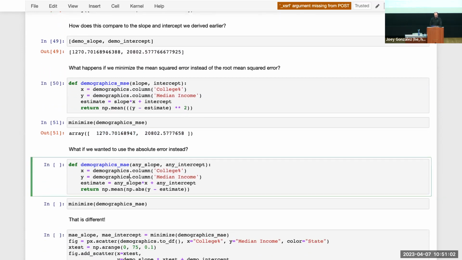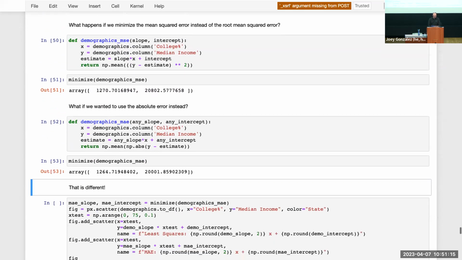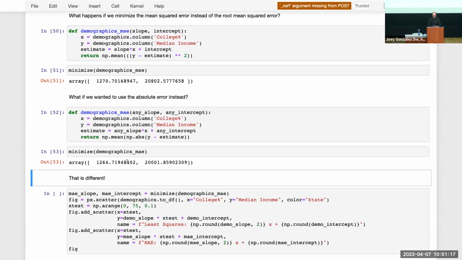So I said we can change our error. Why not? Let's use the mean absolute error. Instead of taking the mean of the square, I'm going to take the mean of the absolute error. What does that look like? That's another function. Minimize it. Magic. I get more numbers. I get my new slope and my new intercept.